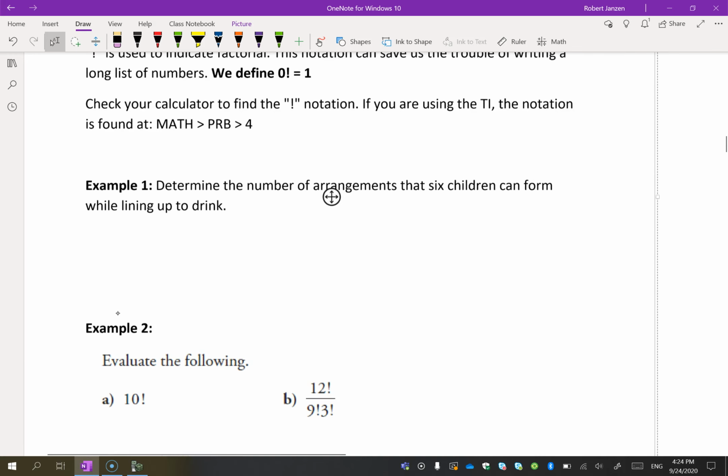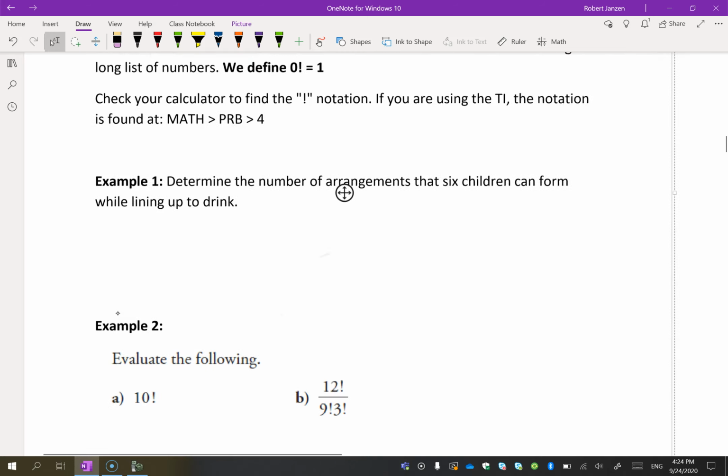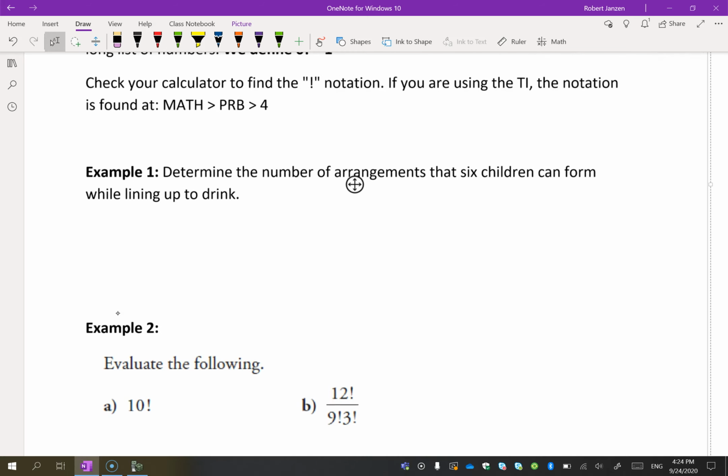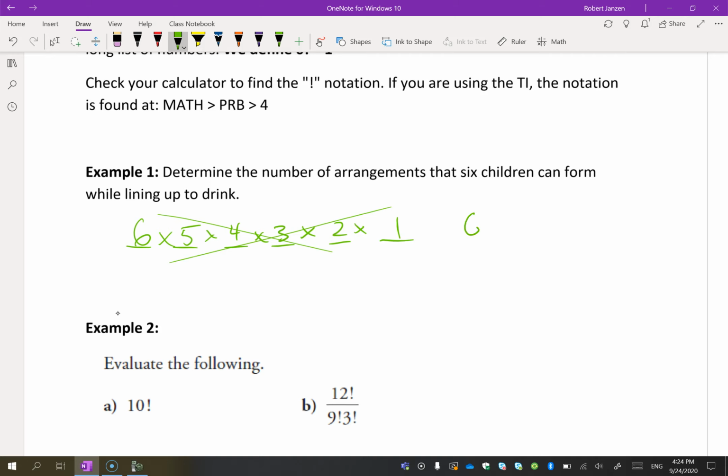Determine the number of arrangements that 6 children can form when lining up to drink. So picture these 6 children. Who could go in the first spot? There's 6, and then there's 5, and then 4, 3, 2, and 1. You don't need to do this. This is just 6 factorial. Use your calculator and you'll get 720.